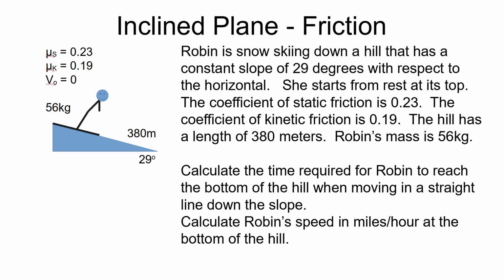So let's get started. I make a crude drawing, a sketch in this case, using the drawing tools in my version of PowerPoint, which are not outstanding, but I've got a skier, 56 kilograms, length of the slope 380 meters, claiming that it's a constant 29-degree slope. And then the coefficients of friction, mu is the coefficient, and sub s for static friction, sub k for kinetic friction. And the person starts from rest, so their initial velocity is 0.